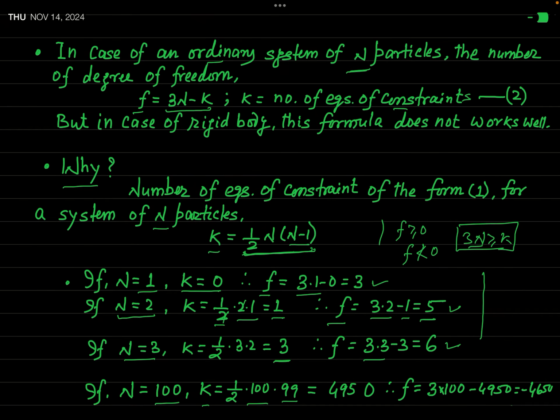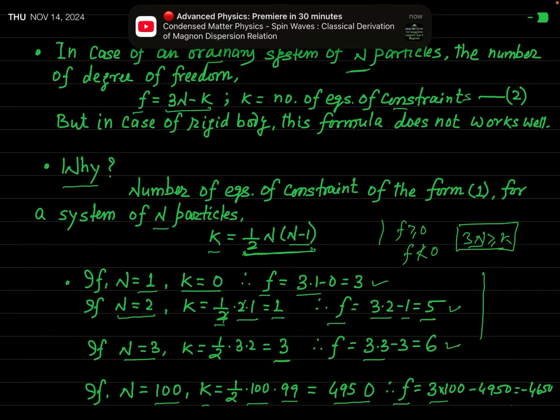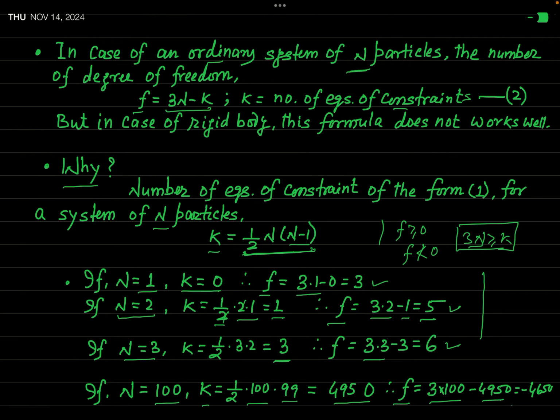And that will be 4950. So in this case, if you try to find the number of degrees of freedom by utilizing this very formula, what will be your result? You can see this will be 3 into n. n is 100, so this is 3 into 100, minus 4950, and that will be minus 4650. So you can see in this case this degree of freedom comes out to be negative.